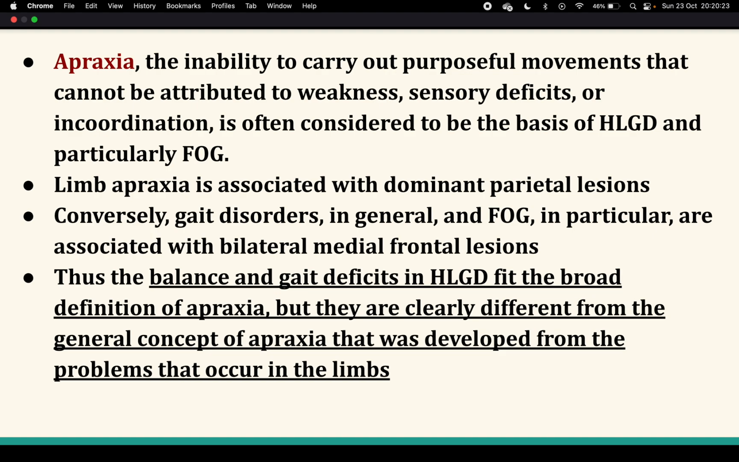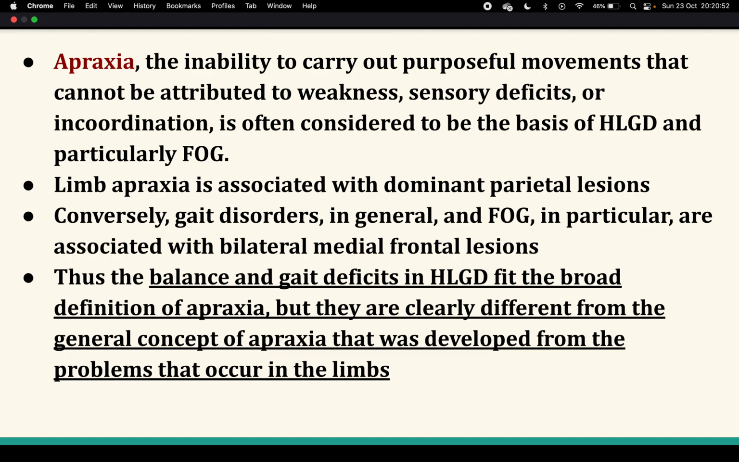Apraxia is the inability to carry out purposeful movements that cannot be attributed to weakness, sensory deficits, or incoordination. It is often considered to be the basis for the higher level gait disorder, particularly for freezing of gait. That means the motor system is normal, the sensory system is normal, and there is not much incoordination, but the patient is unable to carry out the gait normally. This is apraxia.